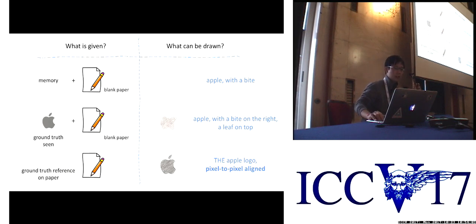So I think this can roughly describe how we go from an object detection problem or maybe an object recognition problem to an instance-level segmentation problem. In the instance-level segmentation problem, we not just want an apple. We not just want an apple with a bite. Actually, we want the apple. We want the apple that is pixel-to-pixel aligned with your ground truth.